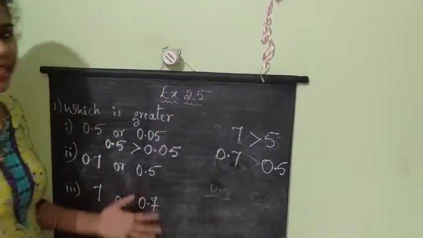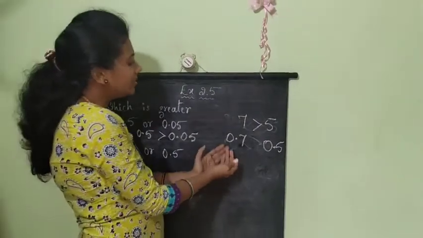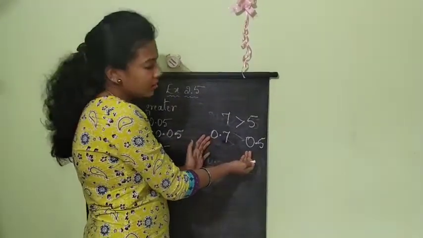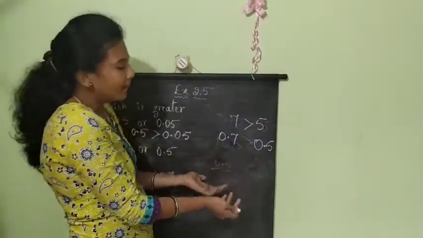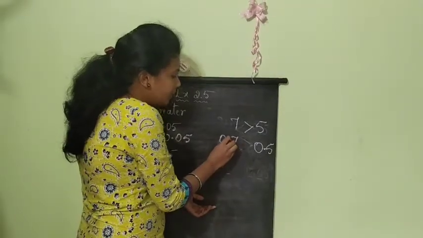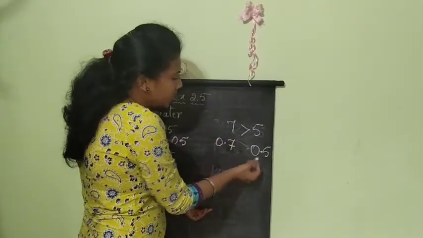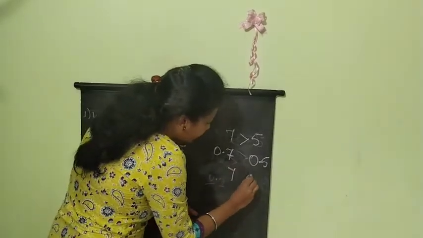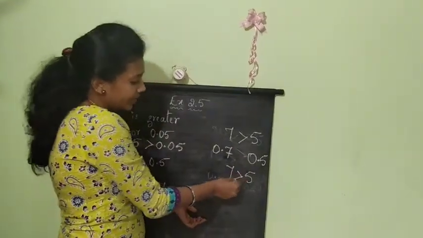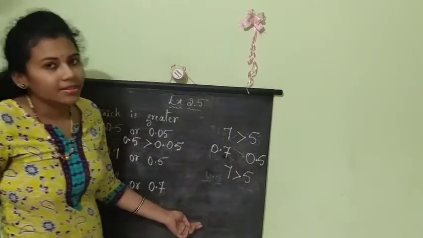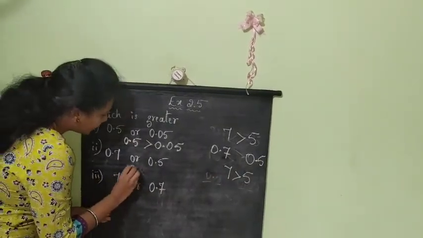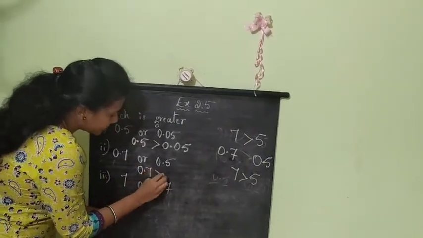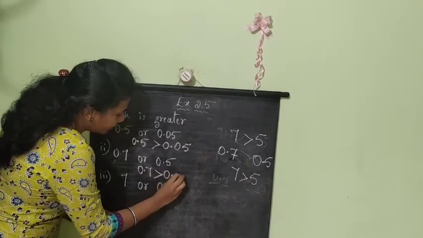Now the same thing. See the left hand digits. It is 0 and here also it is 0. 0, 0, you can't compare. Then after the point, what is the number? It is 7 here and here it is 5. You take those numbers, 7 and 5. You can see that 7 is greater than 5. So ultimately the result is 0.7 is greater than 0.5.